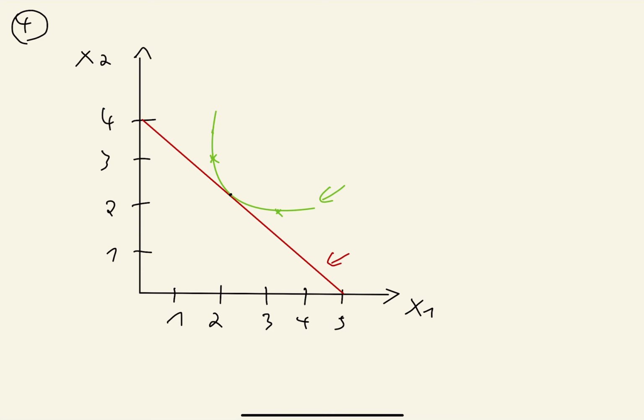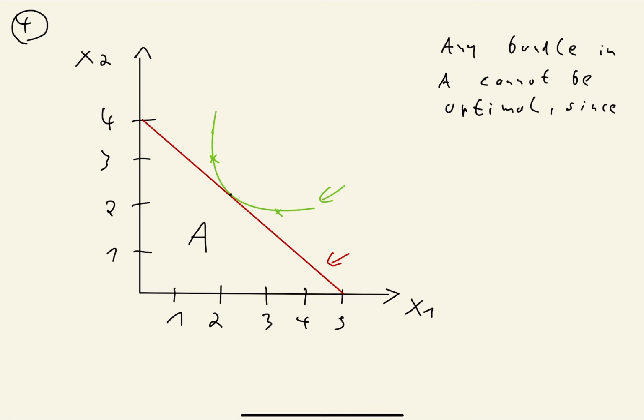Let me just draw it here. Let's call this area A. So any bundle in A cannot be optimal since the consumer can afford more goods. Okay, so this is the reason why anything in A cannot be optimal.